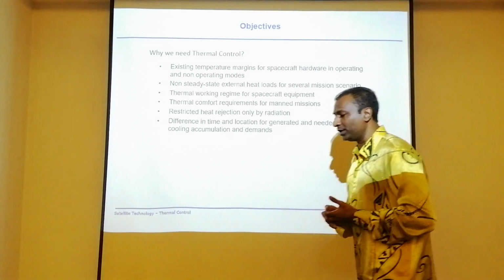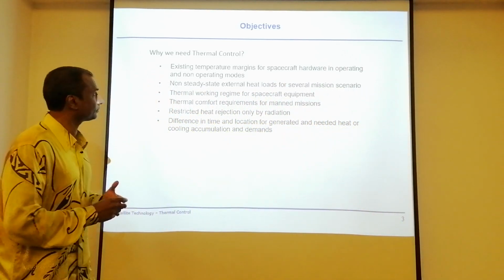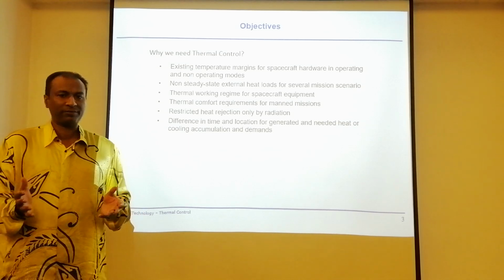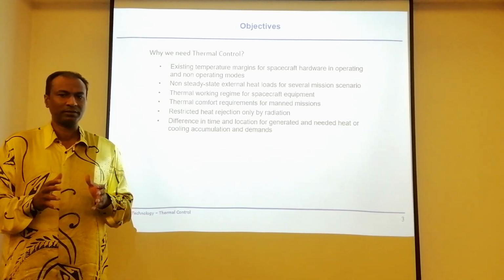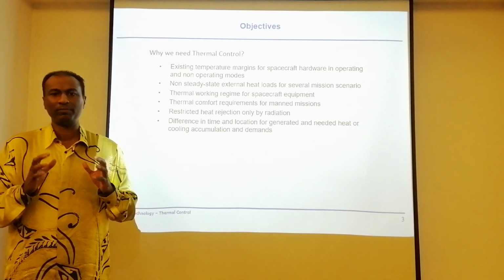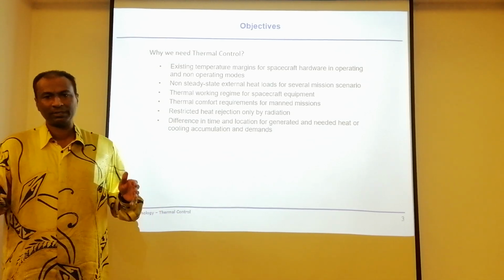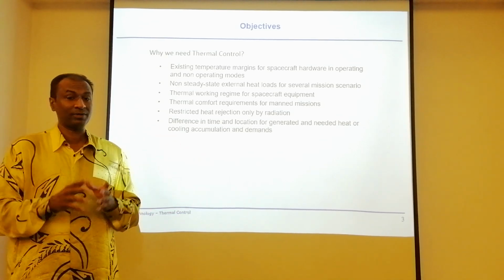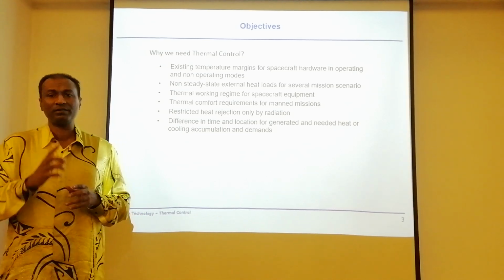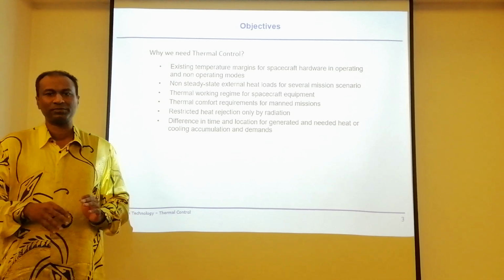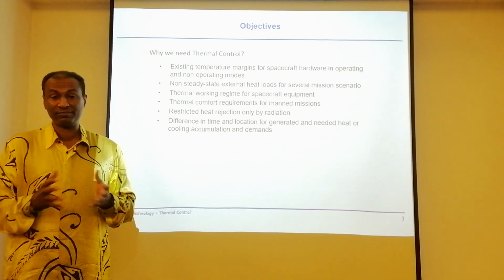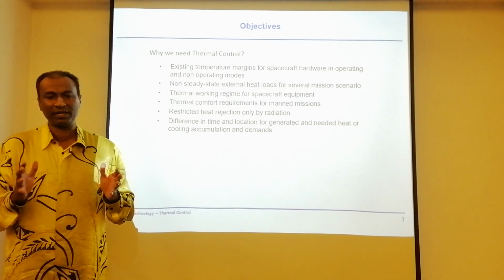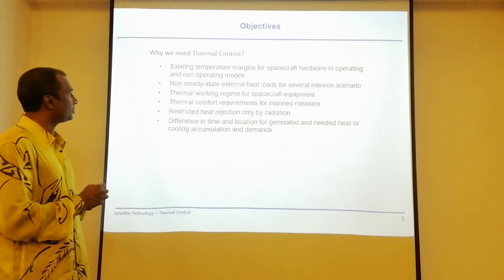Now, why do we need thermal control? I think this is well defined. There are existing temperature margins for spacecraft hardware. All the hardware we have on board has a strict temperature regime that we need to maintain, a minimum and maximum temperature. I will show you in a bit what typical regimes we are talking about. The problem is that there is no one regime. There is a variation of regimes. Not every subsystem operates in a single regime. There are so many pieces of equipment, and each has its own regime of operation.